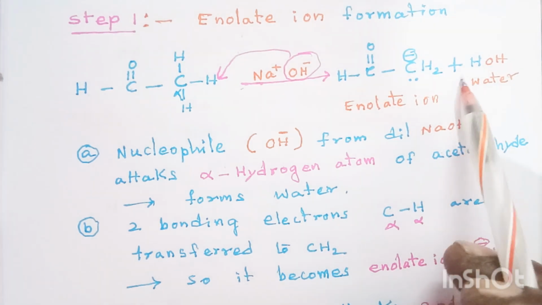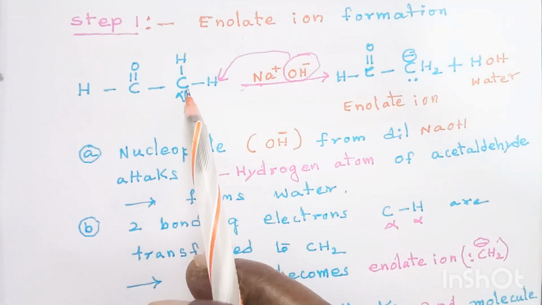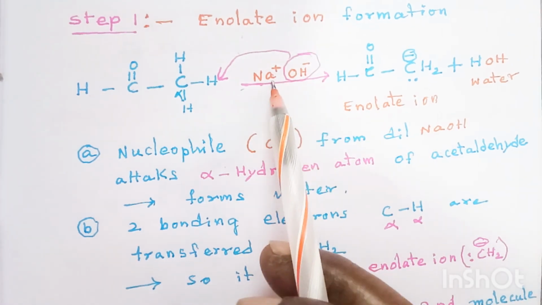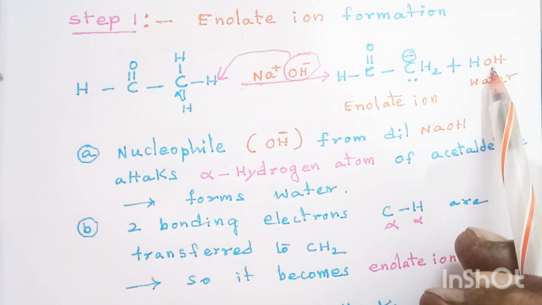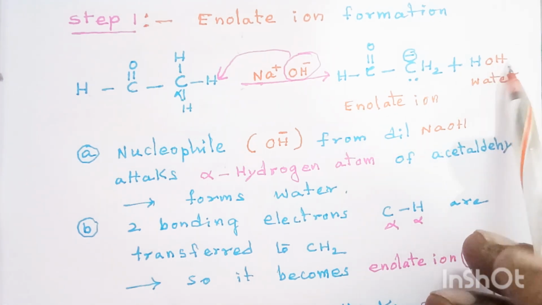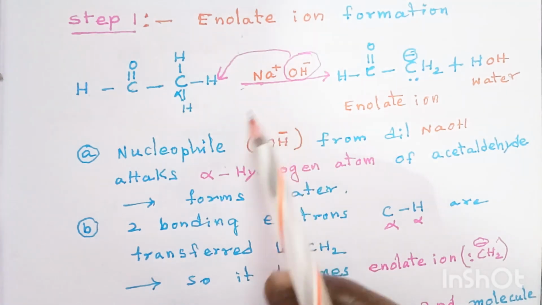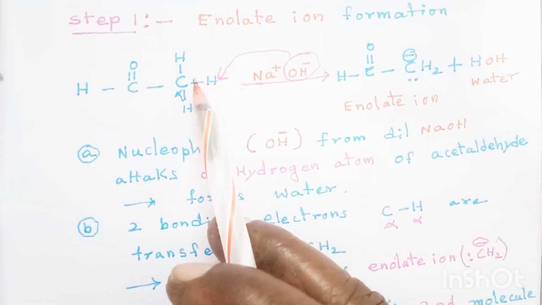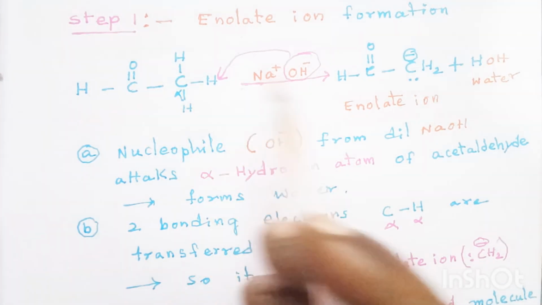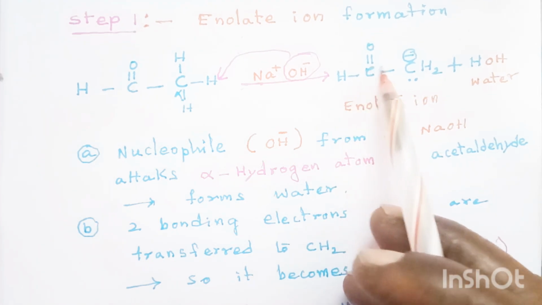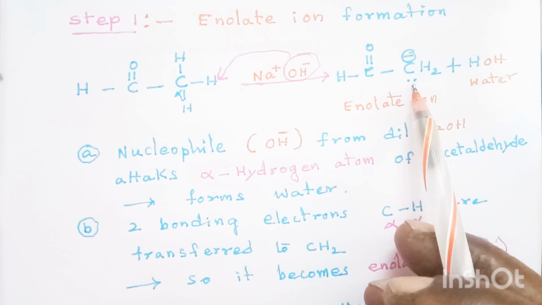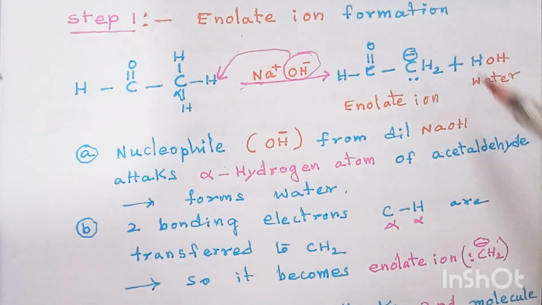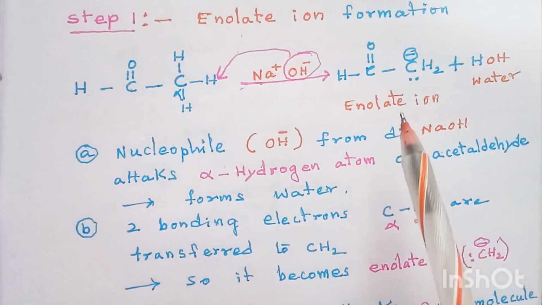This H is from this alpha carbon of the first molecule of acetaldehyde. So OH is from NaOH. Okay, this is written in yellow color for you to understand. So when this happens, this molecule will be left with 2 electrons of the CH bond. So this becomes H C double bond O CH2 with 2 electrons. This carbon will have negative charge on it. So this is called enolate ion.